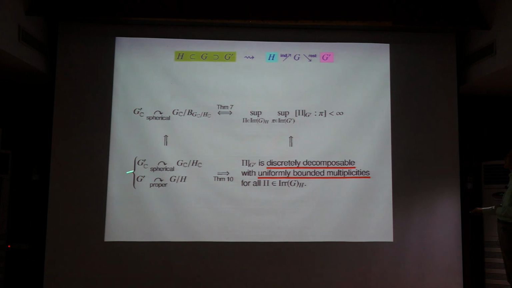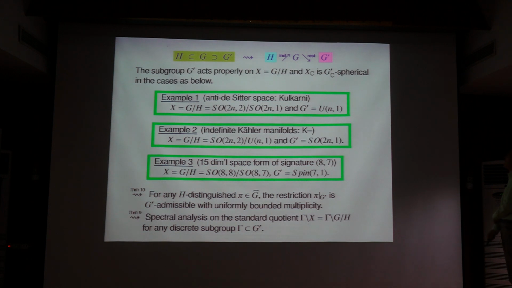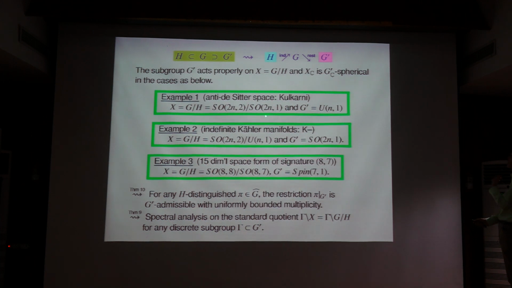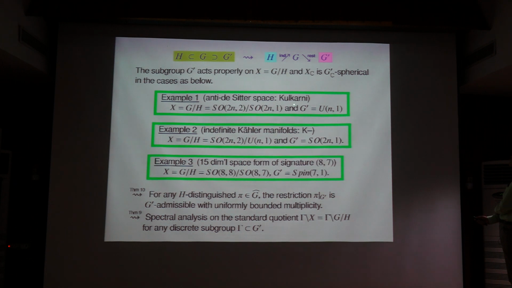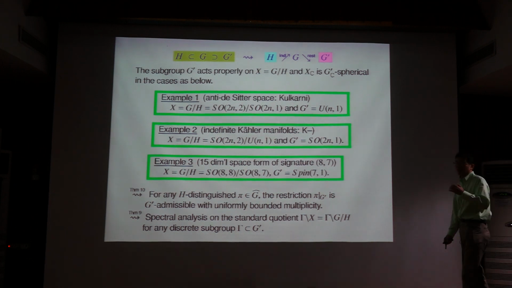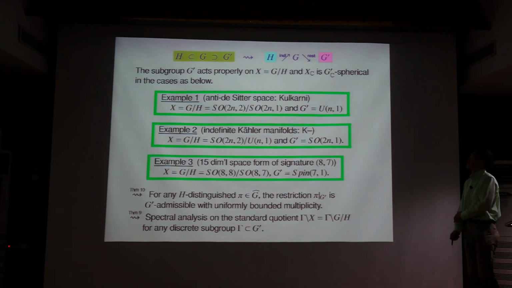And this is exactly what we are working on: the locally quotient space, locally pseudo-Riemannian symmetric space. And here are some typical examples. There are other examples, but these three examples are particularly interesting from a geometric viewpoint. And the first example is due to Kulkarni, who was a director of this Harish-Chandra Institute some years ago.